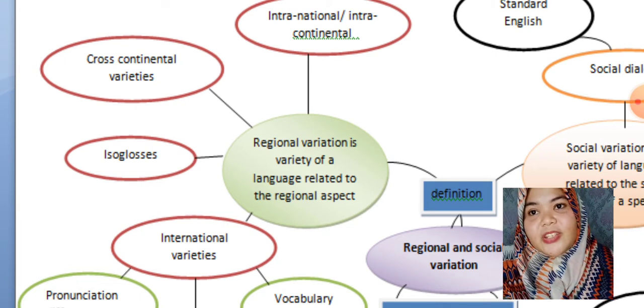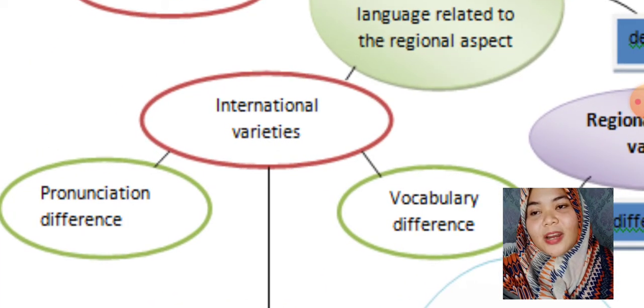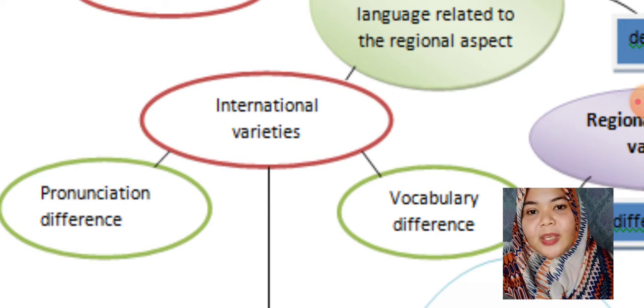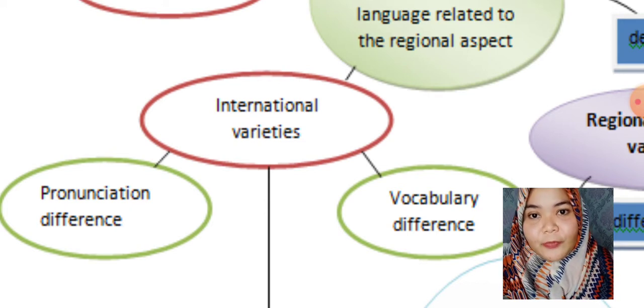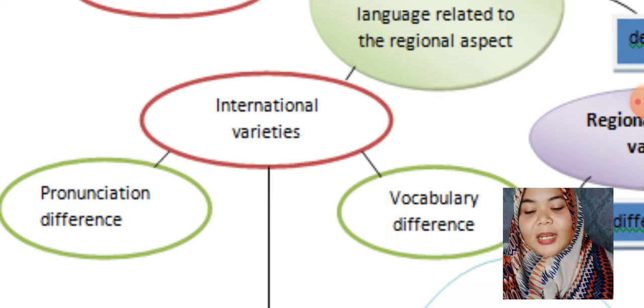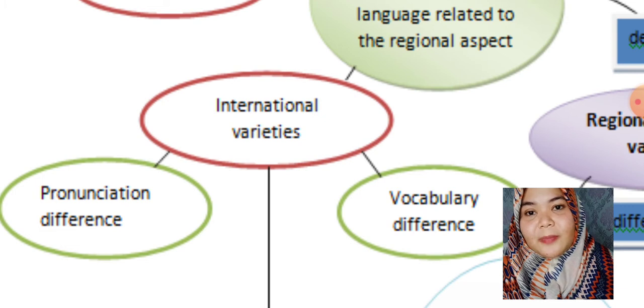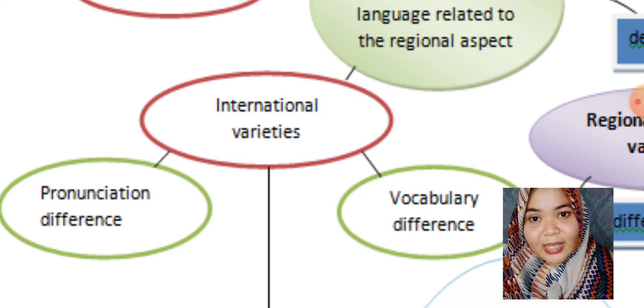Regional variation falls into four categories. The first one is international varieties. International varieties show you how different parts of the world use the same language differently. It means that a language could be used by a few countries but in a different way. For example, English is used by America and England, but they use different kinds of English. England uses British English and America uses American English.